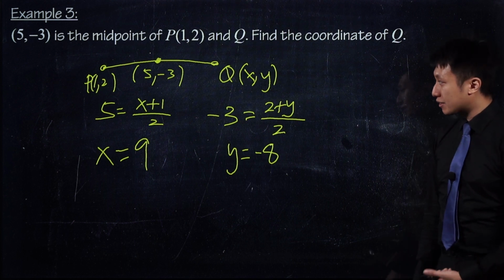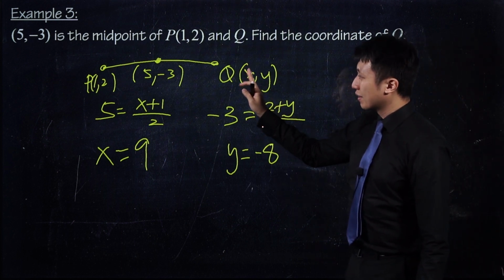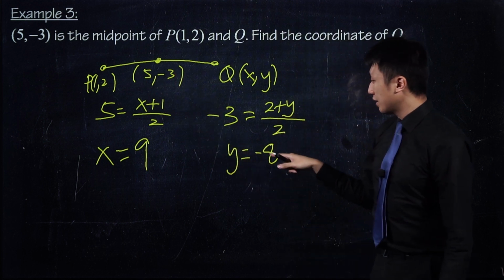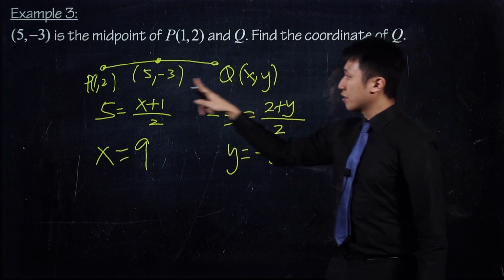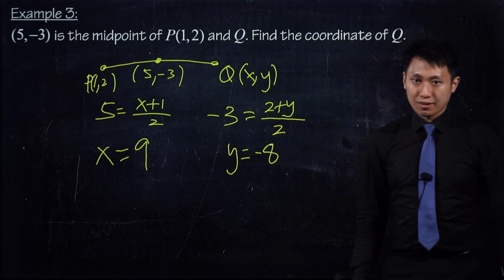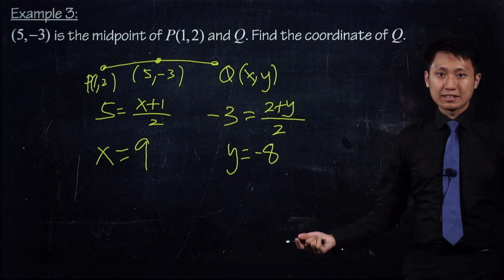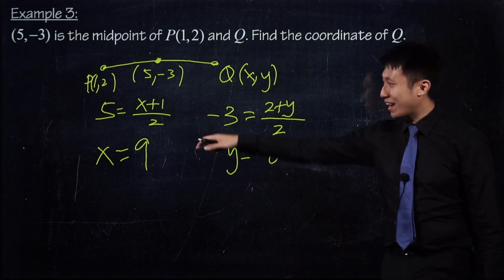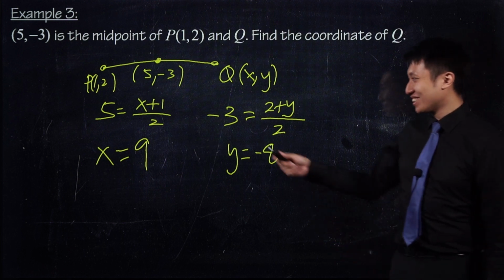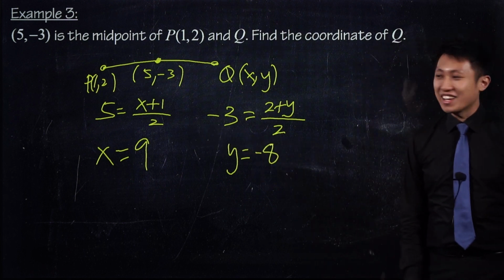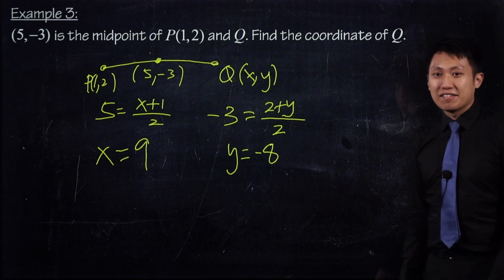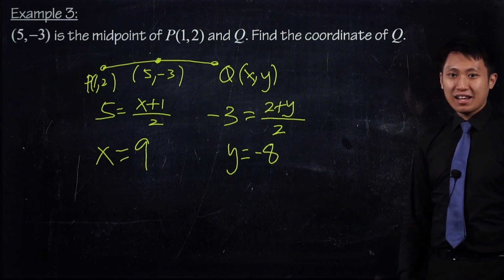Check our answer whether it's correct or not. 9 here: 9 plus 1 is 10, divided by 2 is 5. No problem. Then -8: -8 plus 2 is -6, divided by 2 is -3. Okay, no problem. These two are the answers. Why do I do that? Because I just write it down and I'm not sure whether I'm correct or not, since I don't use a calculator, so I have to check myself.